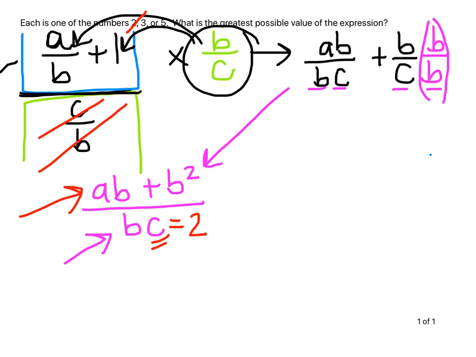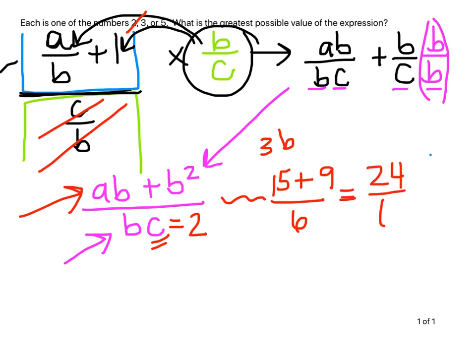Well, if we put a 3 for b, then that means our denominator is 6. So let's just take a look at that. If we have 3 for b, that means we have 6 on the bottom, and then 5 would be a, so 3 times 5, so we'd have 15, plus 3 squared, plus 9, which would give us 24 over 6, which would be equal to 4.